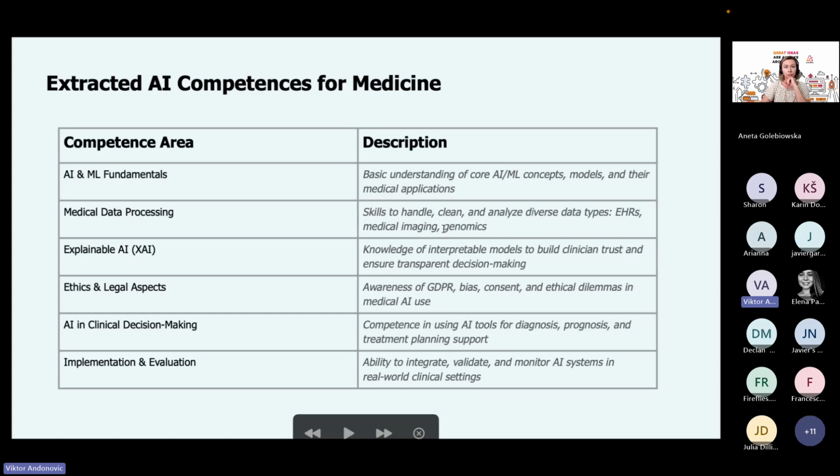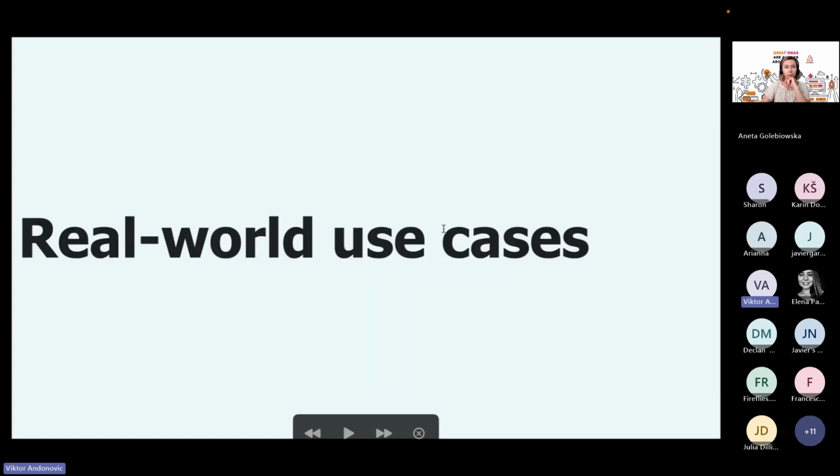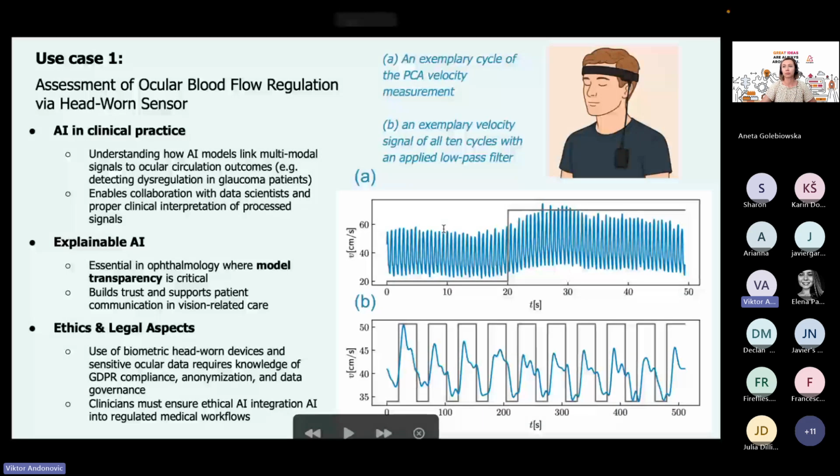Okay, so these were the extracted competences. But now what I'm going to show is the real-world use cases from projects at IJS, where these competences extracted from the labor market related to AI come into play and were basically used in the design of the experiments for the projects, and how they govern the whole process. So we will have a look at two use case scenarios. The first use case scenario is the assessment of ocular blood flow regulation via a head-worn sensor.